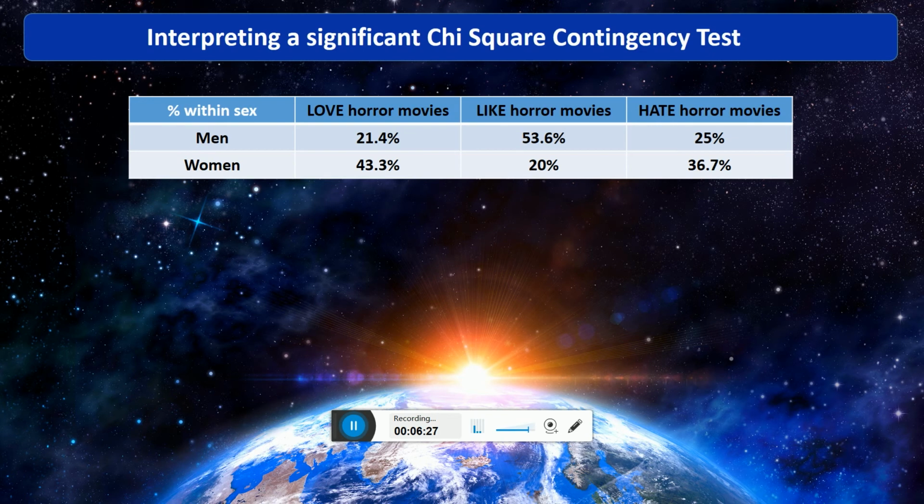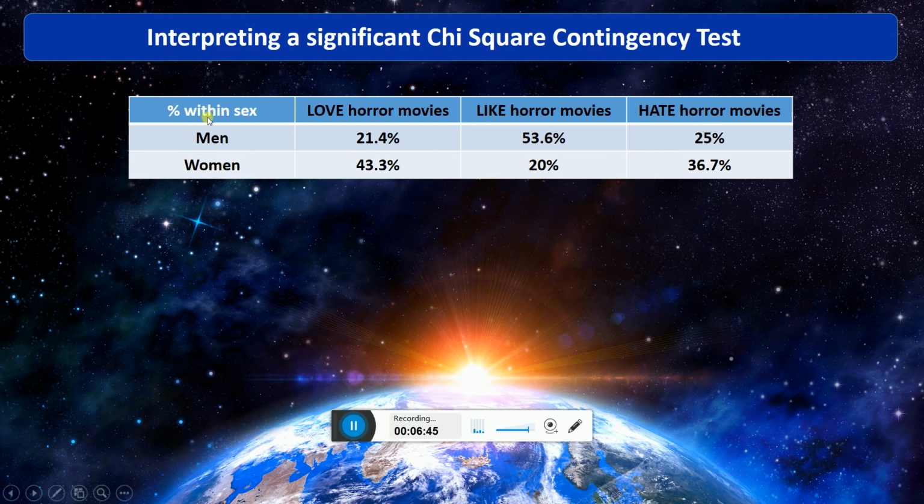All right, but what if you ran the chi-square contingency test and it was significant? Well, you can't just say that the test was significant and move on. You have to tell people what the relationship looks like. And there are two ways of doing this.